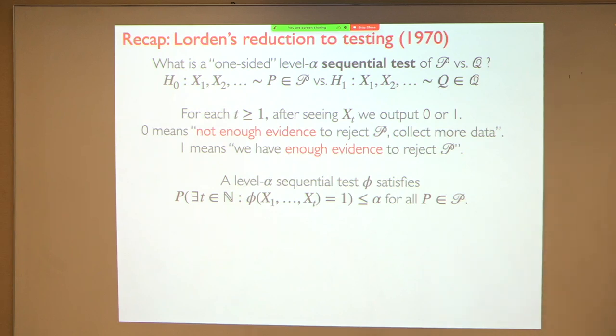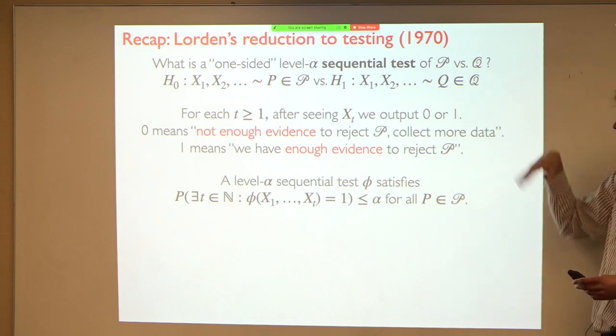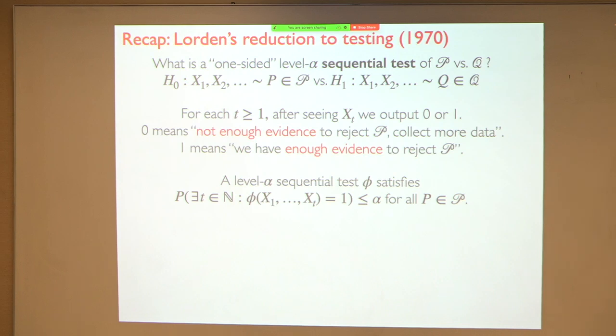So one-sided means that under the null, I should never reject with probability more than alpha, and under the alternative, you want something like power 1. This is like under Robbins' framework of power 1 tests, but it's a one-sided test. You want a guarantee of type 1 error control under the null.